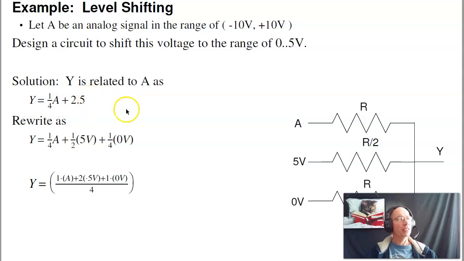I can rewrite that. Suppose I have a 5 volt source and a ground source available. I could say that Y is 1/4 A plus 1/2 of 5 volts. That's the 5 volt source I'm assuming. And that doesn't quite work because I have a half plus a fourth. These don't add up to 1. I'm missing a fourth. So what I could say is plus 1/4 times 0. Now if I rewrite it in this way, I've got 3 input signals, A, a 5 volt source, and a ground. The weightings are 1, 2, and 1. So a circuit that does that is pick a resistor for A, 1/2 that resistance for 5 volts, and the same resistance as A for 0 volts. This circuit will convert minus 10 to plus 10 volts to 0 to 5 volts.